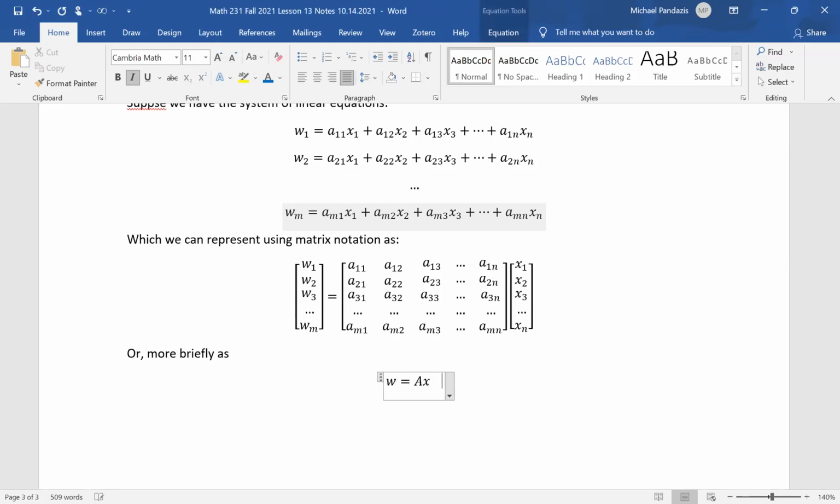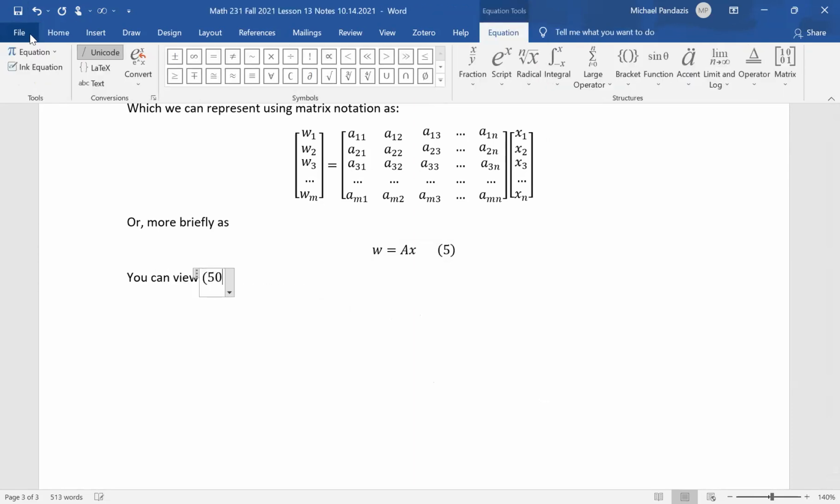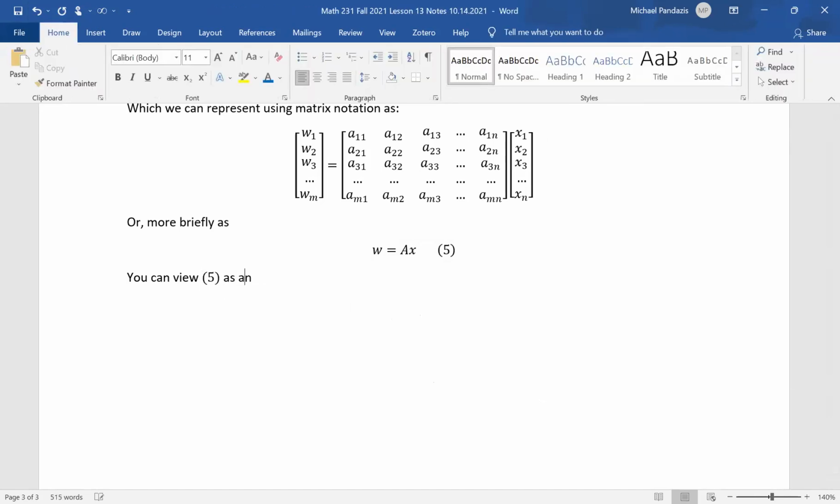Okay, so I'm going to call this 5 for my own reason. I'm calling this 5 because I'm kind of following the book, and the book called it 5. So we will view 5 as an abbreviated version of the other one, which is 3.